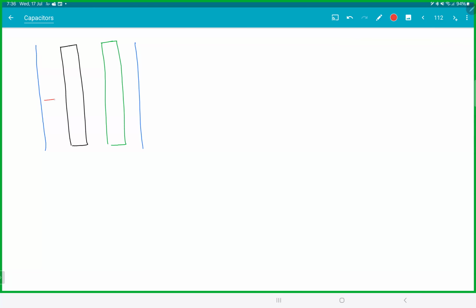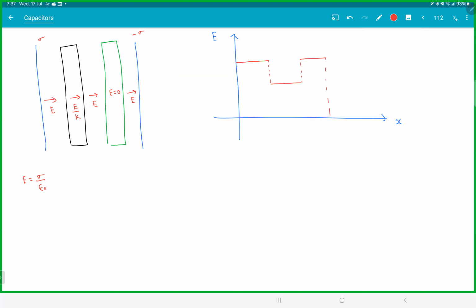So here the field E would be sigma by epsilon, where sigma is the charge on the plates, whatever it is. Inside the dielectric, the field will drop to E by K. Once you come out, again the field is E. Here the E is 0, it's a conductor. Again the field is E. That is how the field changes. So now if you try to plot the E versus x graph, you have a constant field, then it just drops discontinuously to E by K. Then again it bumps up. Then again it falls to 0. Then again bumps up to E. This is how the graph looks.